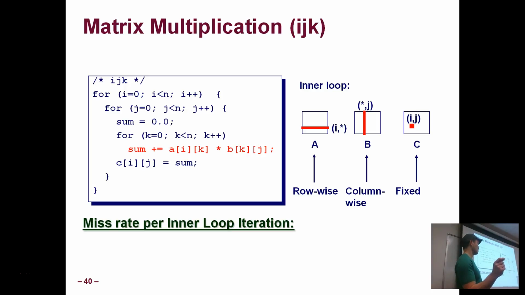Doesn't this all depend on what the cache size is, how much it can store? This is independent of the cache size, actually. You're going to miss every single time because of the B[k][j] access. Yeah. So this is going to miss every single time.